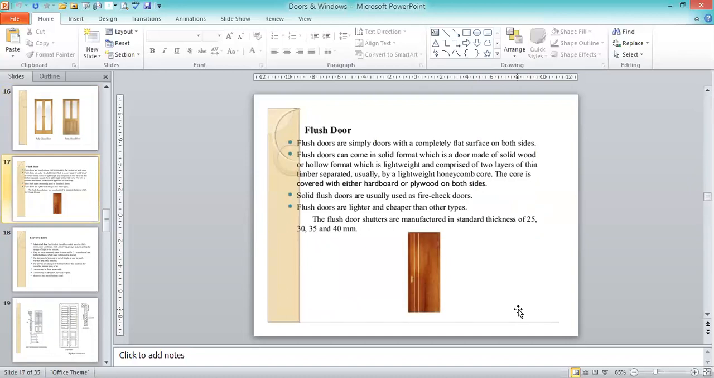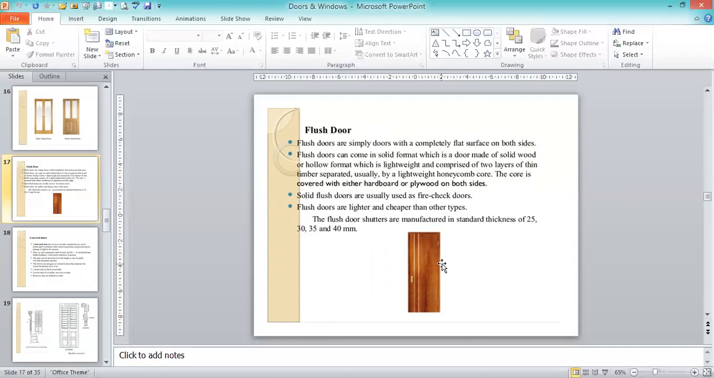Flush door. Flush doors are simply doors with a completely flat surface on both sides. Flush doors can come in solid format, which is a door made of solid wood, or hollow format, which is lightweight and comprised of two layers of thin timber separated usually by a lightweight honeycomb core. The core is covered with either hardboard or plywood on both sides. Solid flush doors are usually used as fire check doors. Flush doors are lighter and cheaper than other types.